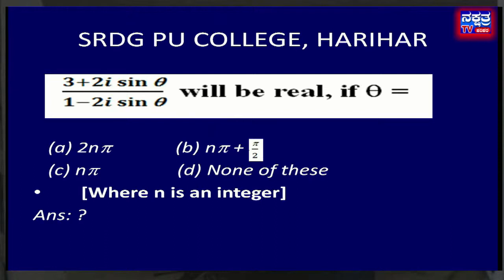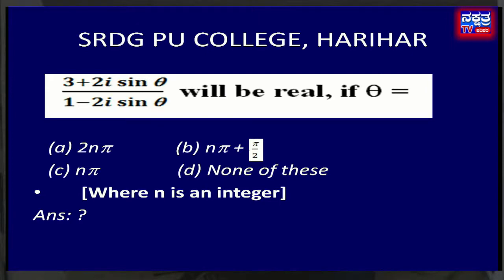(3 plus 2i sin theta) by (1 minus 2i sin theta) will be real if theta equals? If you follow the options, what is given? Option A is 2n pi. Option B is n pi plus pi by 2. Option C is n pi. And option D is none of these.